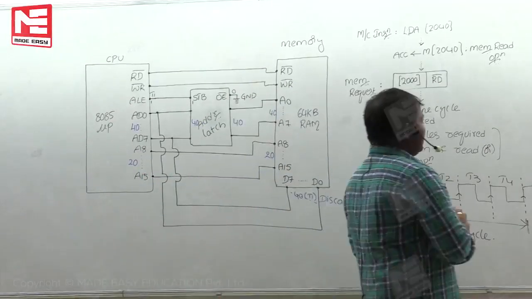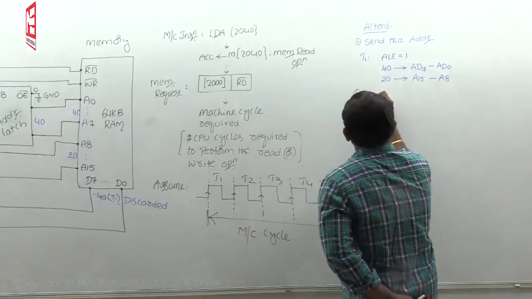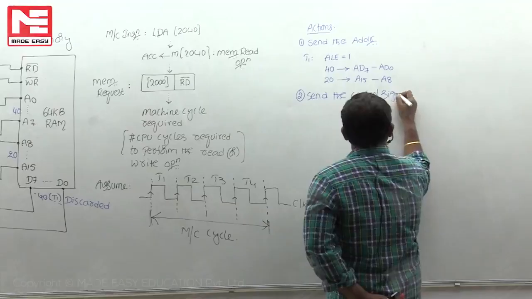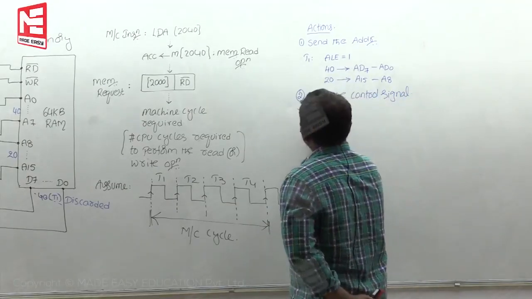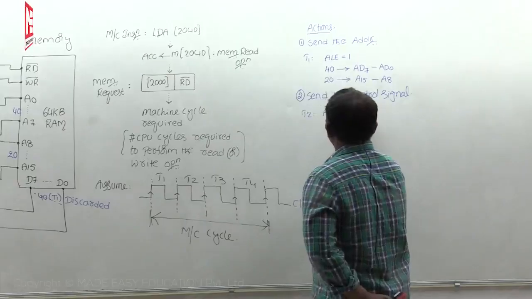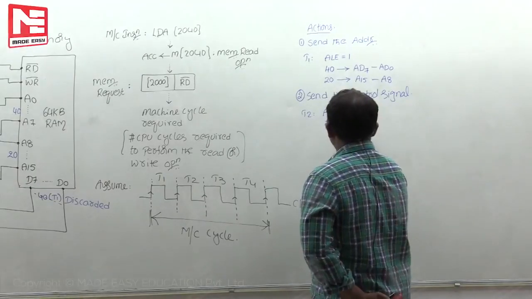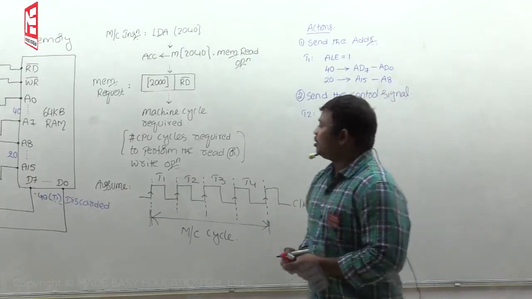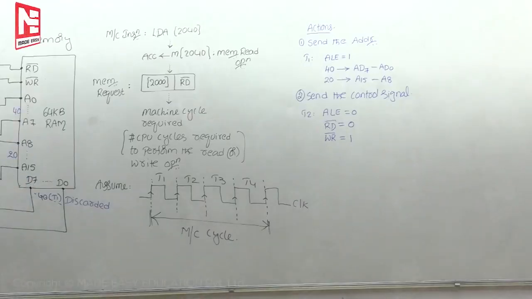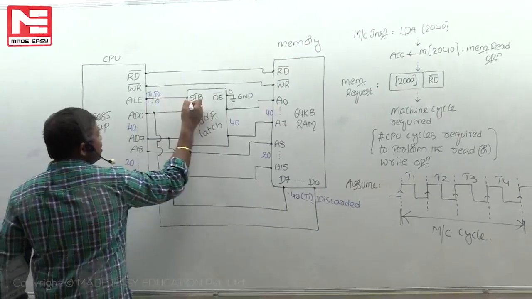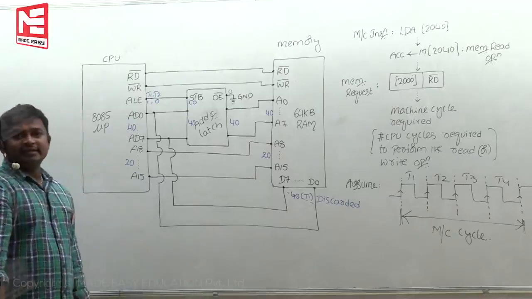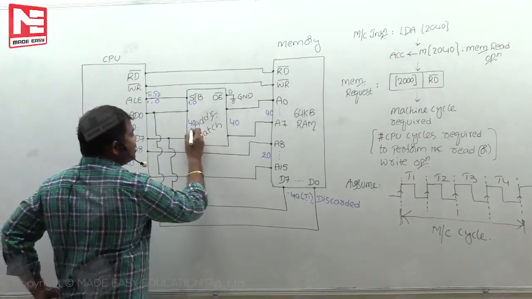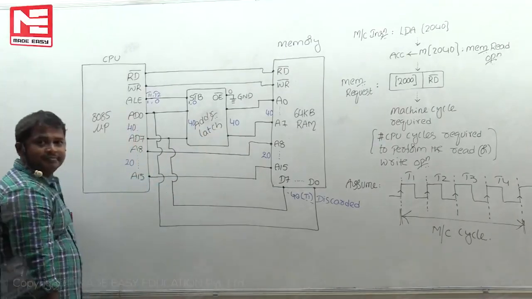Very good. After sending the address, the next action is to send the control signal. Is it okay? Now in the T2, ALE pin is required to be 0. RD bar pin is 0, active low. WR bar pin is 1, means read the data. So here what is the status? T2, ALE pin is 0. STB pin is also 0. That means input lines of the latch are disabled. When input lines of the latch are disabled, this 40 will be locked inside the latch.